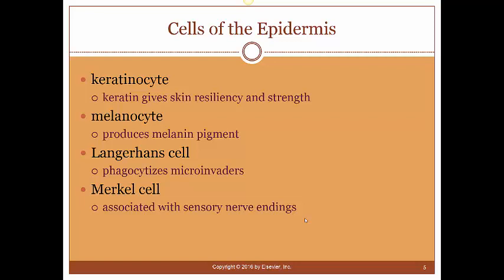You have the melanocyte, which produces melanin pigment, and melanin pigment is very important in determining skin color and hair coat color. We have Langerhans cells, which are specialized white blood cells that phagocytize invaders like bacteria, viruses, and fungi. And then we have Merkel cells, specialized cells that live in the epithelium and attach to nerves in the peripheral nervous system. They give sensory information back, such as temperature and touch.